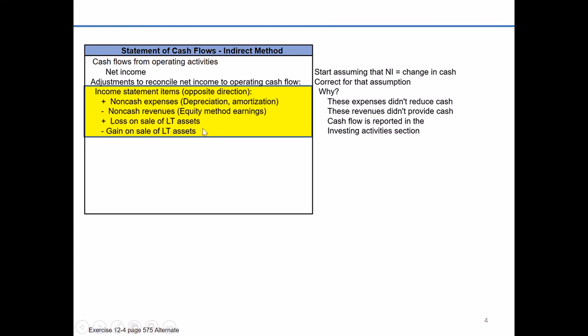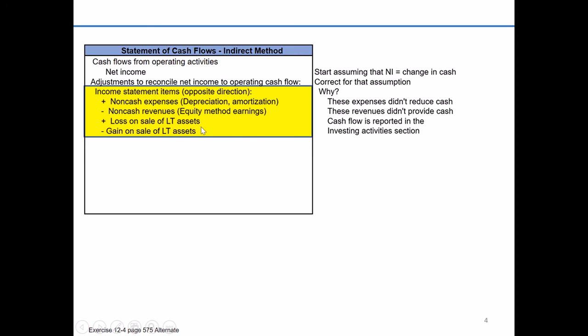Again, let's think about these last two items. Why is the logic of why we're adding back a loss and subtracting out a gain? Again, let me use an example. I used equipment before when we talked about depreciation. Let's fast forward a number of years and say we're going to sell that piece of equipment. That's an example of selling a long-term asset.